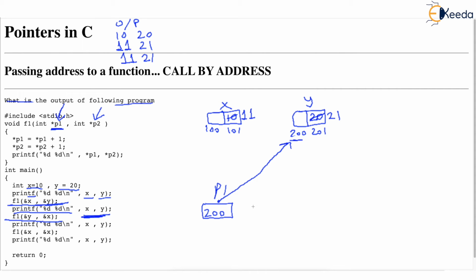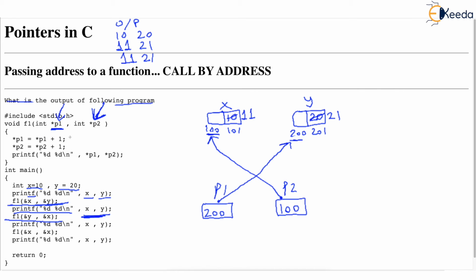So now asterisk p1 means y. And check the second pointer here, p2. This is storing address of x. So if we show p2 in the memory, then p2 is storing address of x, which is 100. So now p2 points to x. From now on, asterisk p2 will mean x.